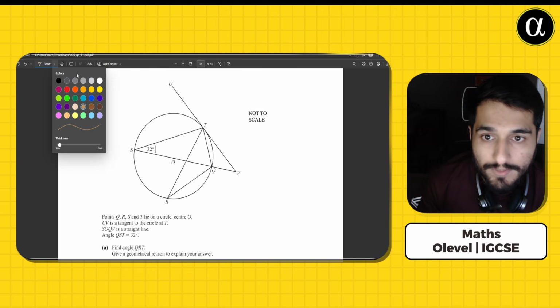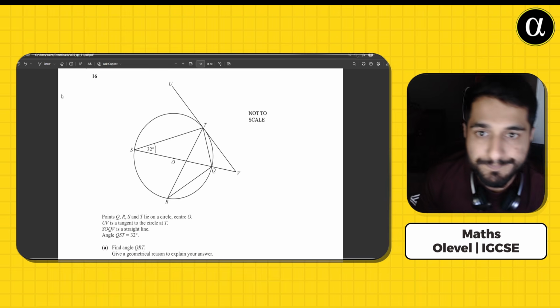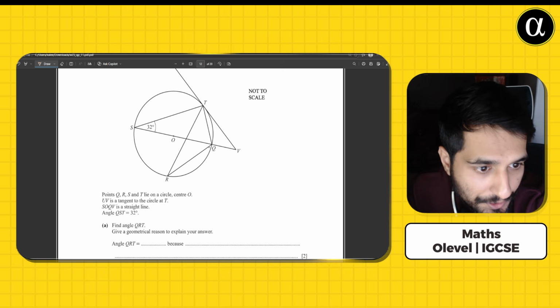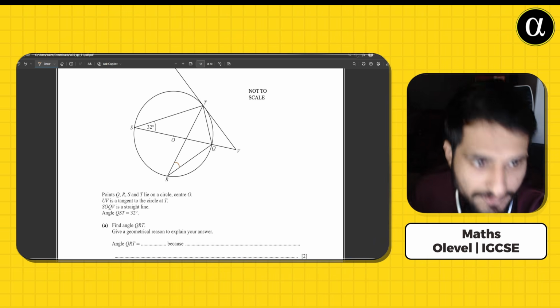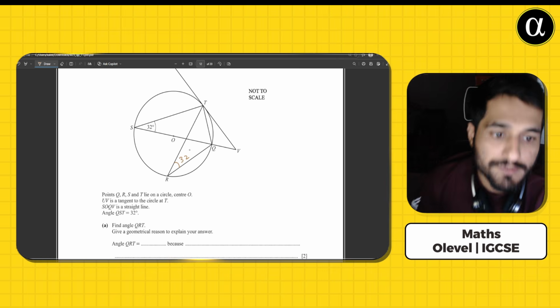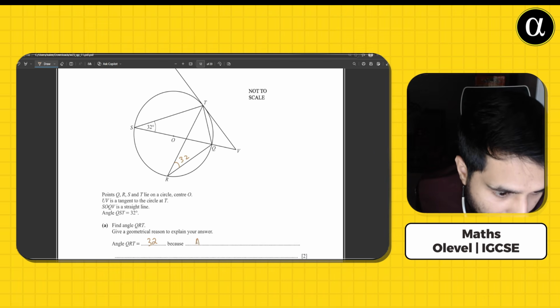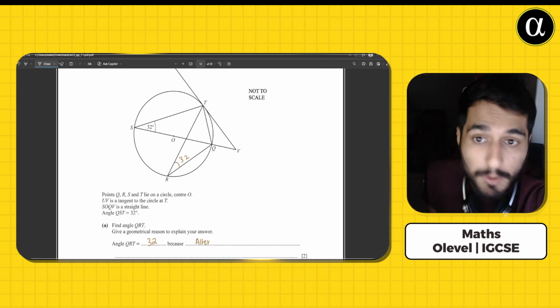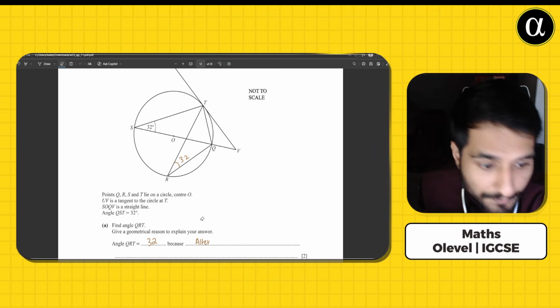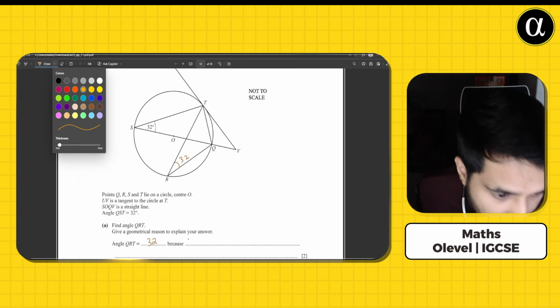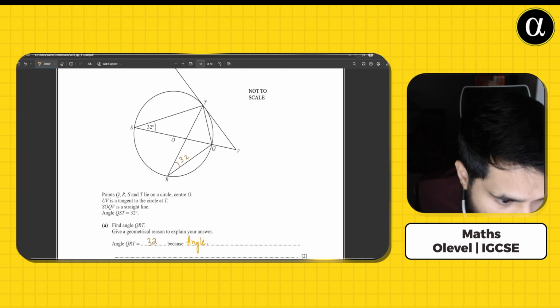But instead, what we can have a look at is going to be, let's see. We're supposed to find QRT, which is going to be QRT over here. We're supposed to find this. Now, what can we say? We can say that this is also going to be 32. Now, why 32? Because of the alternate segment theorem. So, we're going to say 32, and this is going to be alternate. No, not alternate, sorry. Alternate segment is for tangents, but instead this is going to be angles in the same segment. Sincere apologies, this is going to be angles in the same segment.